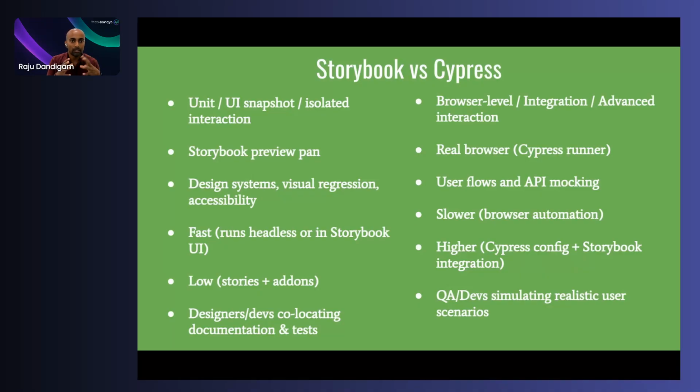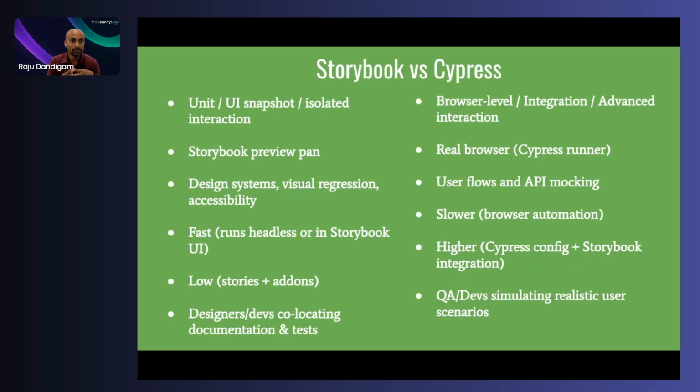If you go by these various factors, Storybook on the left hand side covers the unit testing and the isolated interaction, whereas Cypress is at the browser level, which is integration and the advanced interaction. Storybook is more of a preview, whereas Cypress runs in a real browser. Storybook majorly focuses on the design system, visual regression, and accessibility, whereas Cypress is focused on user flows, API mocking, and complex interactions. And obviously Storybook, since it is isolated, is generally faster.